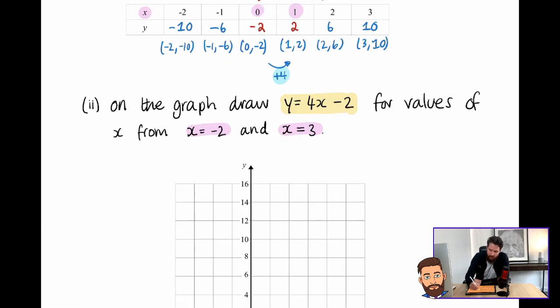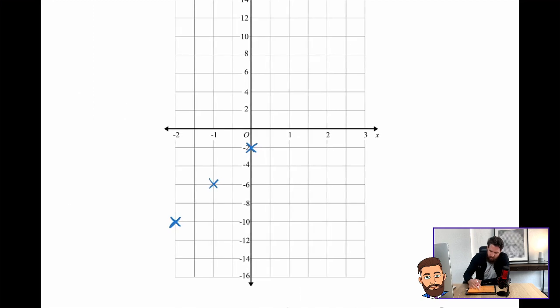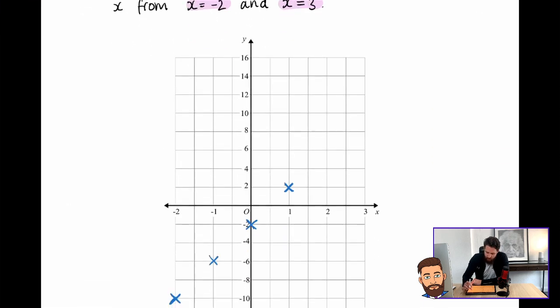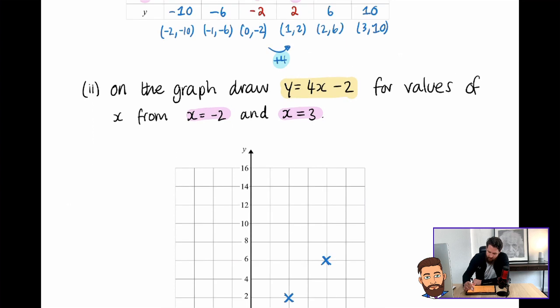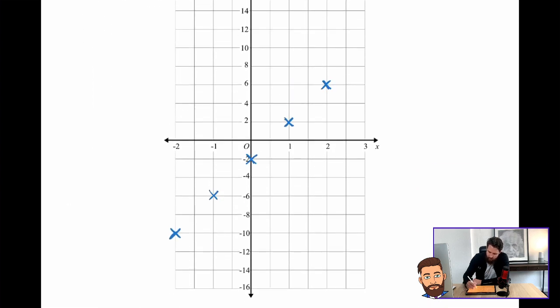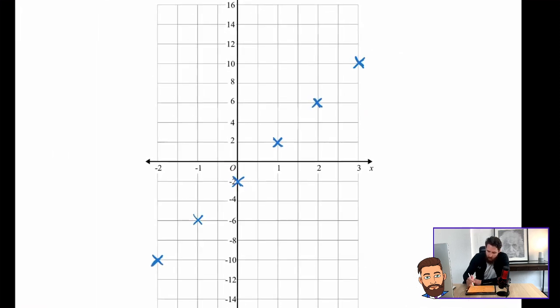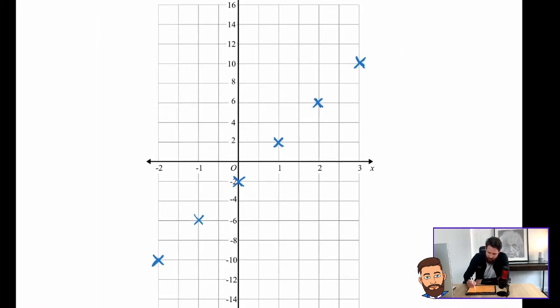Well, next one, 1, 2. What does 1, 2 look like? Across 1, up 2. So it's going to be there. The next one, 2, 6. Across 2, up 6 is going to be there. And the last one is 3, 10. So across 3, up 10. And we can see again, we have made a perfect straight line that we can connect with a ruler. Connecting that with a ruler gives you a perfect straight line.